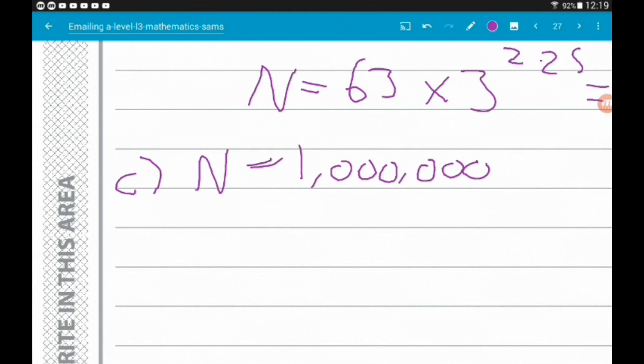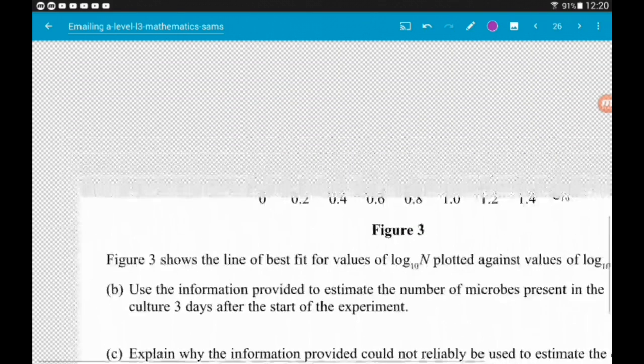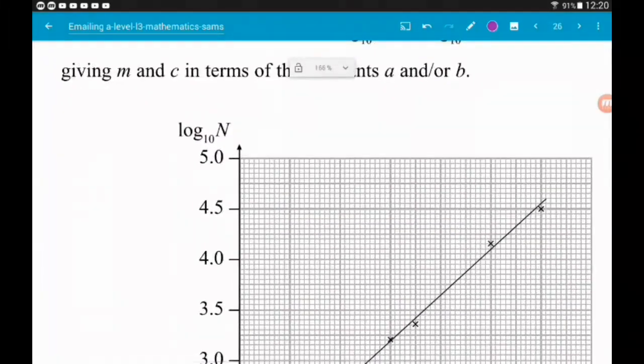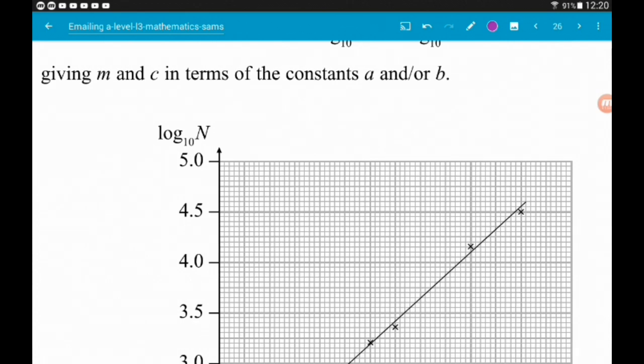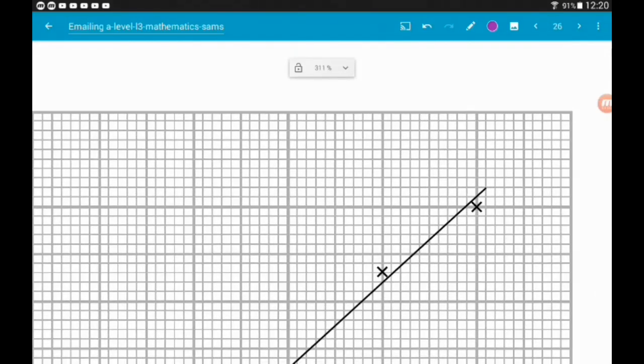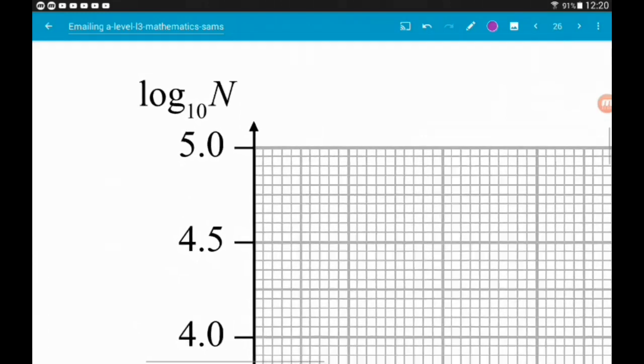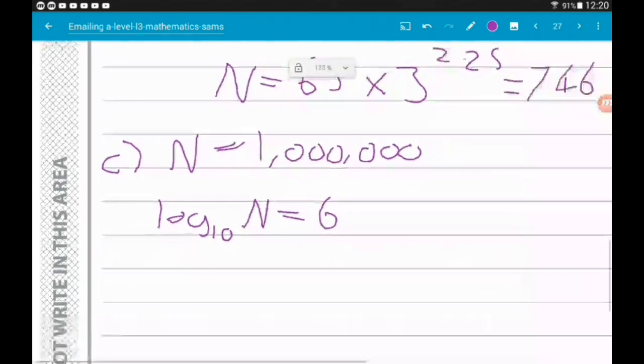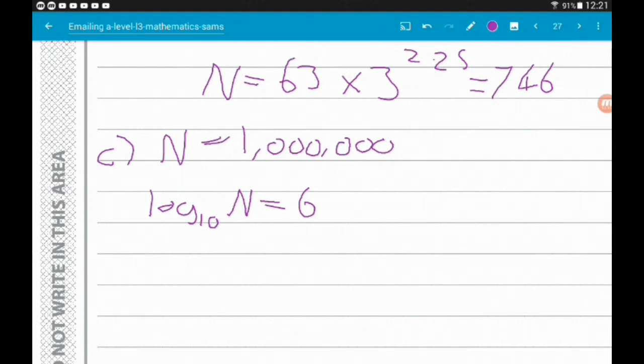remember our graph on the y-axis is log base 10 of n. So if we log both sides, log base 10 of n would equal 6. If n is 1 million, then 10 to the power of 6 would give us n, or 1 million. Now, our graph, or our data, only goes to, well, our last point over here was log base 10 of 4.5. So it doesn't go anywhere near log base 10 of 6.